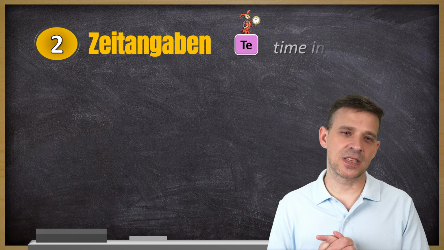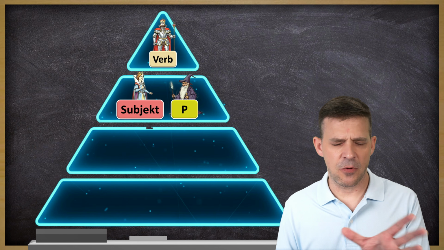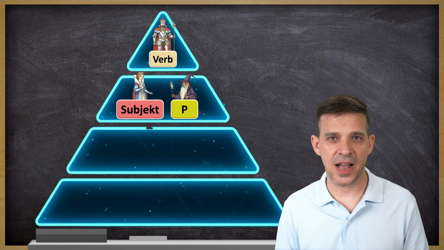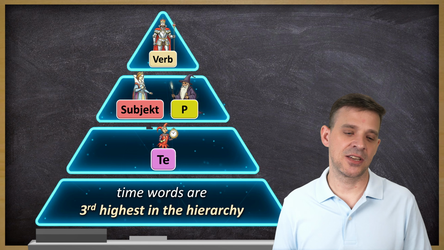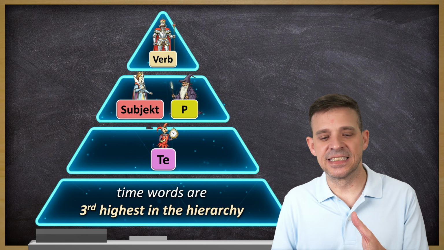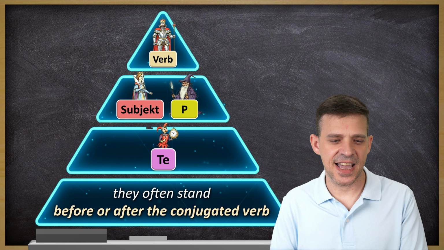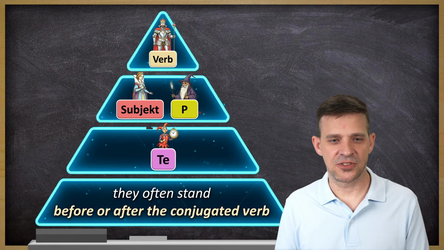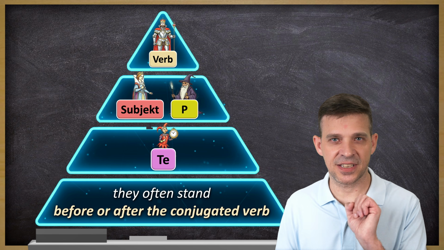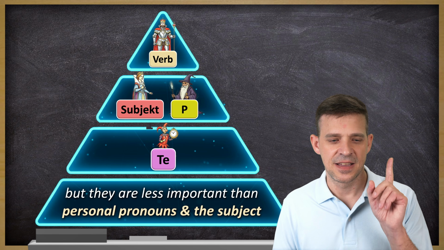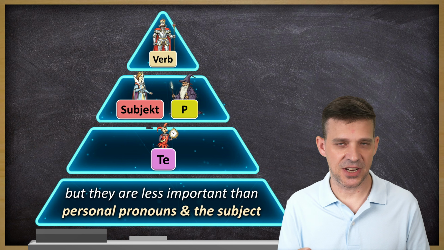Nummer 2, Regel Nummer 2: Zeitangaben, time information. We go back to the pyramid of power. And there we have this time information on the third highest level in this hierarchy, which means they often stand before or after the conjugated verb. But of course you have to be careful because there's also the subject and the Personalpronomen. But time information is less important than personal pronouns and the subject.